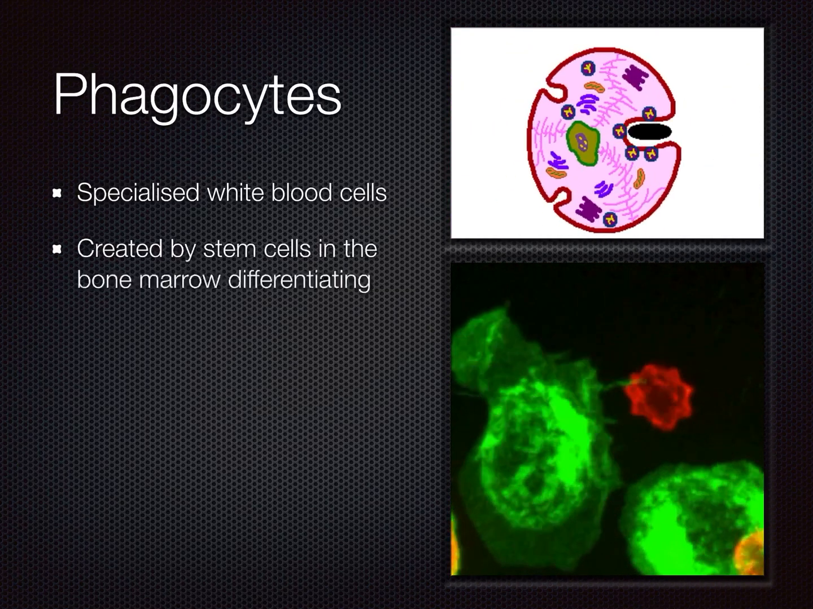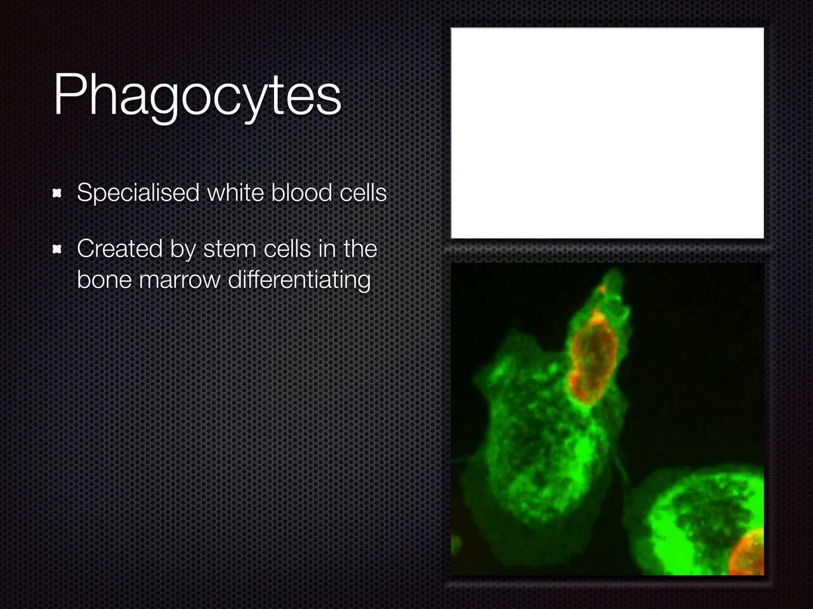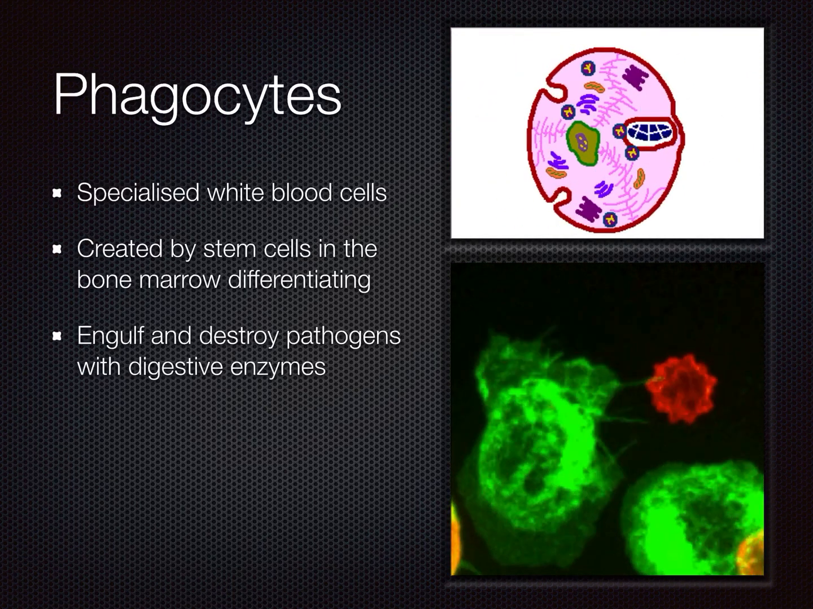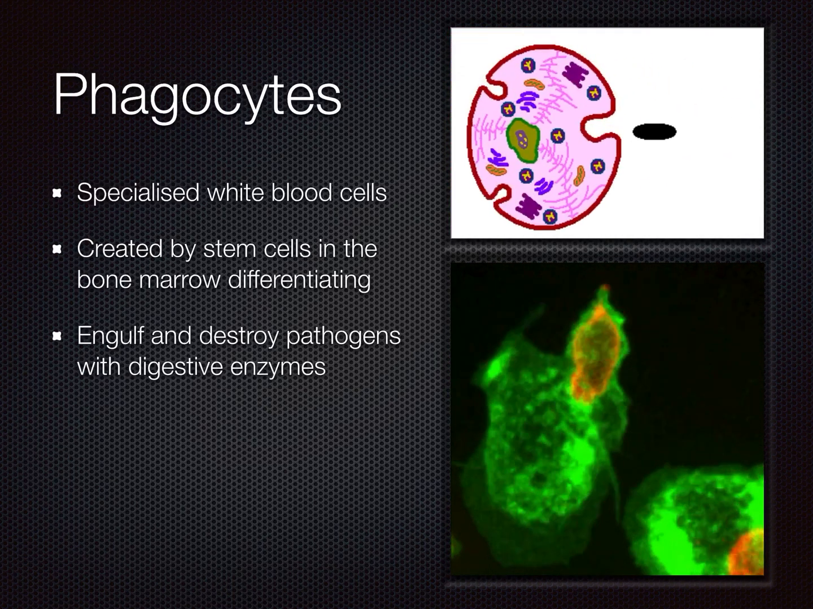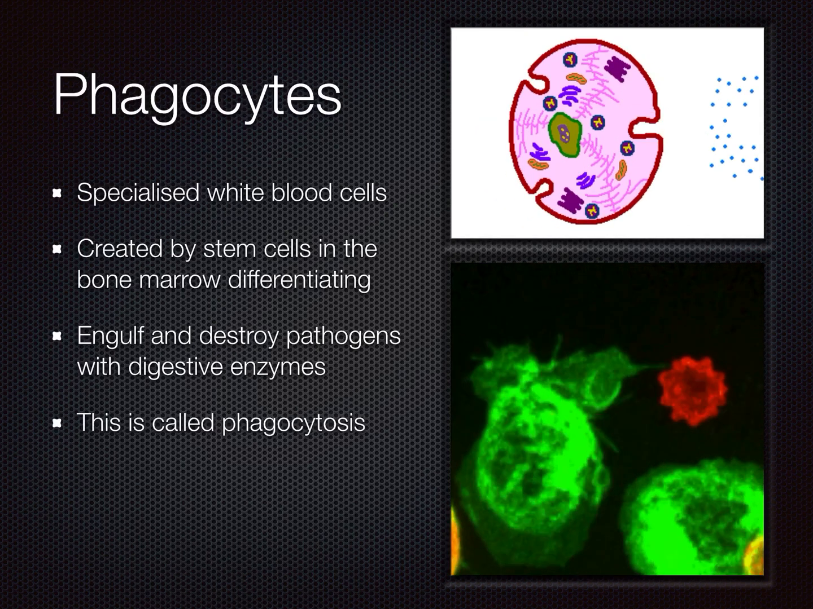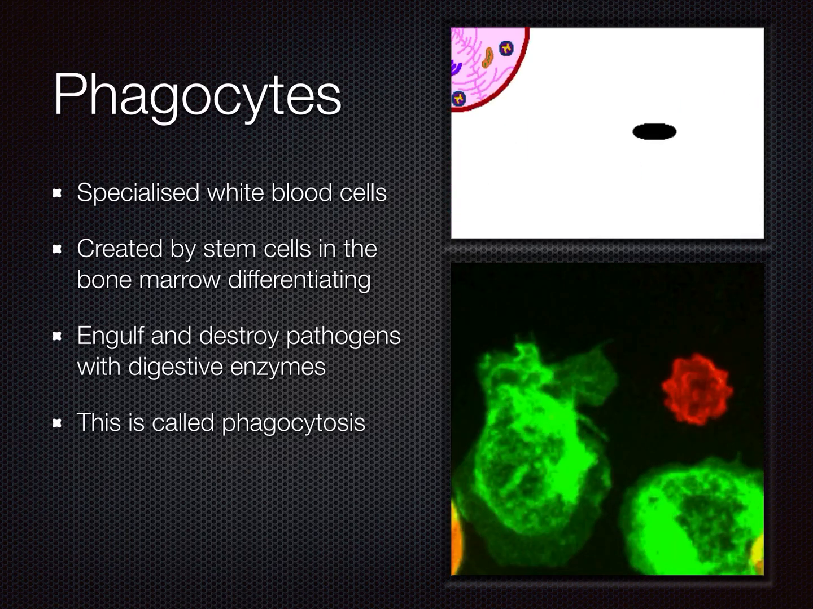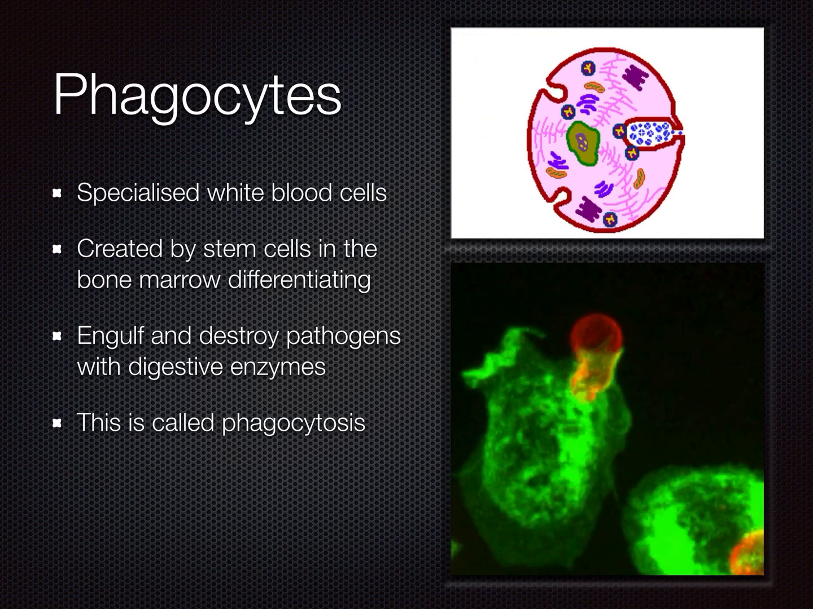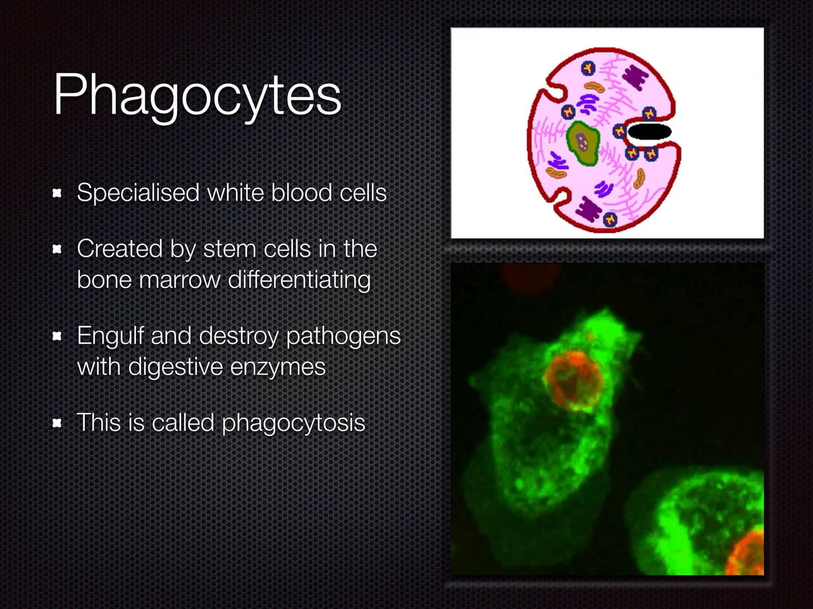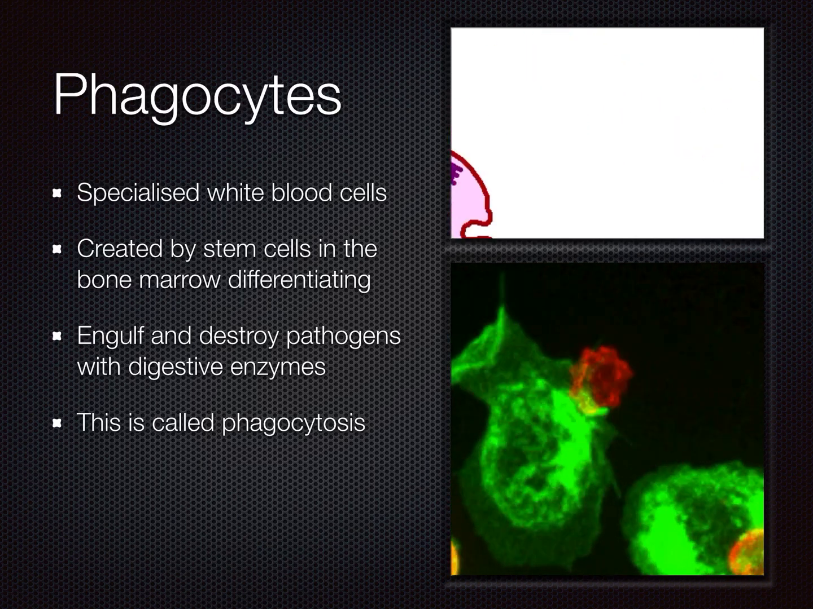Okay, so phagocytes are a type of specialised white blood cell. So they're created by the stem cells. They engulf and destroy pathogens using digestive enzymes. Now that process has its own name, which is similar to the name of the cell. The cell is called a phagocyte, and the process of engulfing and destroying it is called phagocytosis. So you can pause and take notes as we go through.